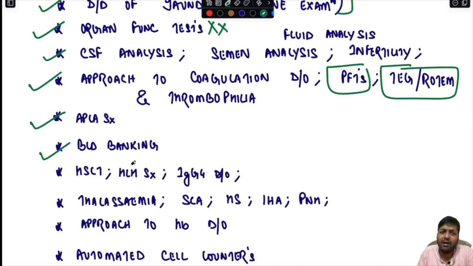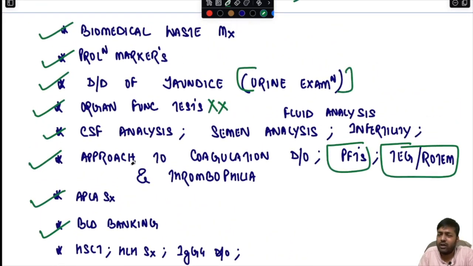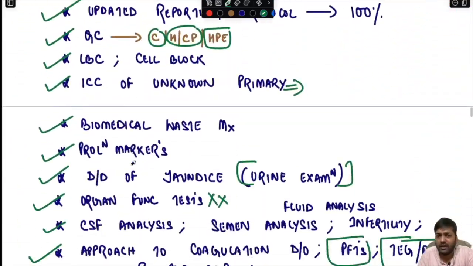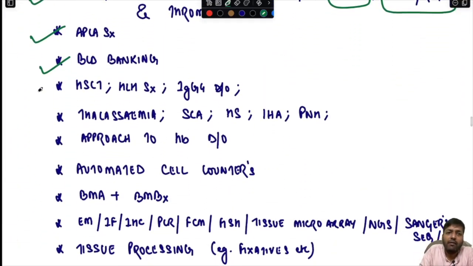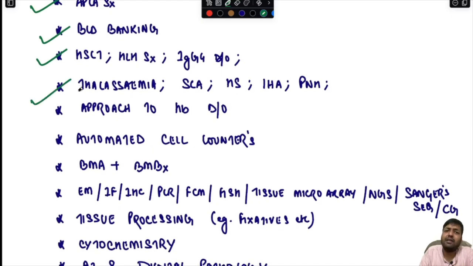I have discussed the entire blood banking very briefly. You cannot leave anything from there. Autologous blood transfusion, HSCT, HLH syndrome, all these are discussed, and some systemic disorders like leukemias and all the important questions have been covered under systemic disorders, which I am not repeating over here.